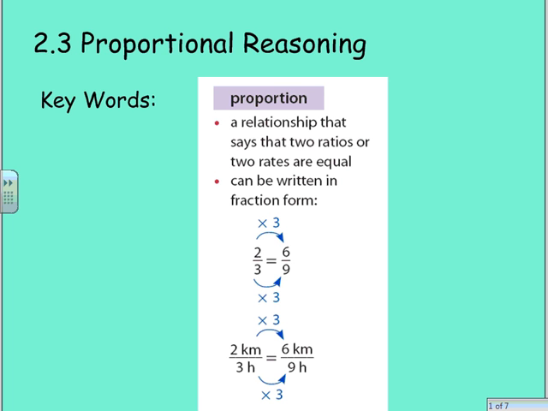So if 2 over 3 equals 6 over 9, we know this is true because both are divisible by 3. So when you times 3 to 2, it equals 6. When you times 3 to 3, it equals 9. 2 kilometers per 3 hours equals 6 kilometers over 9 hours. So hopefully that makes sense.